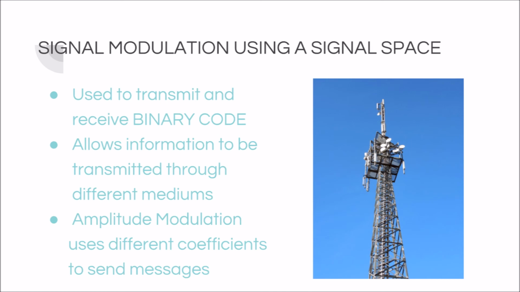The coefficients are then multiplied by the sine and the cosine basis, which gives a signal that can be transmitted through some medium. This process is called modulation. The receiver, on the other end, can use the coefficients of the sine and the cosine signal waves to determine what the original message was.